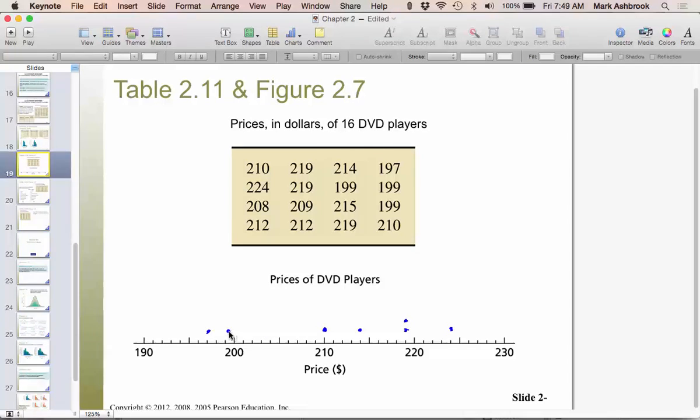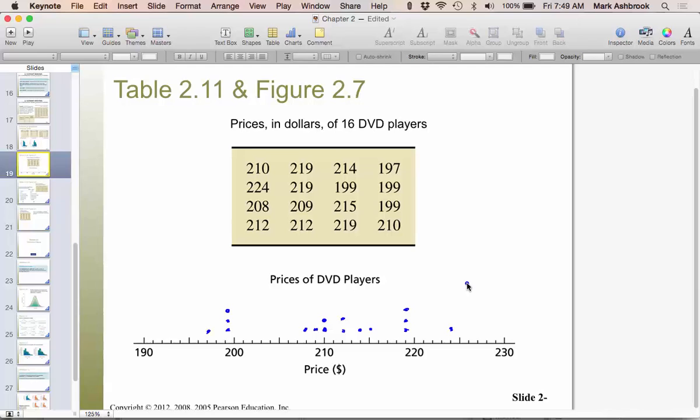199. Another 199. 208. 209. 215. 199. 212. Another 212. Another 219. And a 210. So this is the dot plot for this set of data.